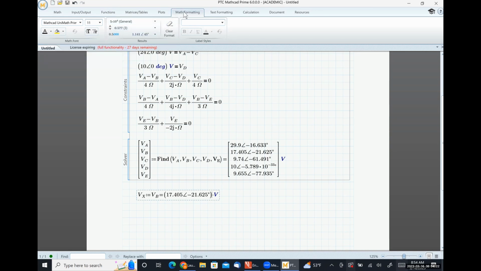The math formatting tab. Down here where it says complex values, or you can see where my mouse is up there on the screen. And then the bottommost option is for polar form with the angle expressed in degrees.